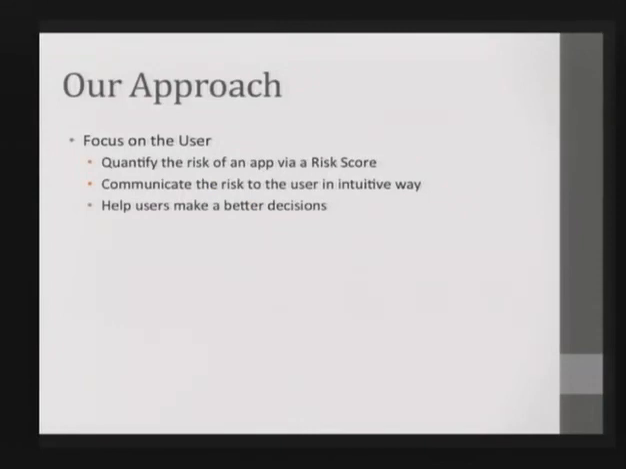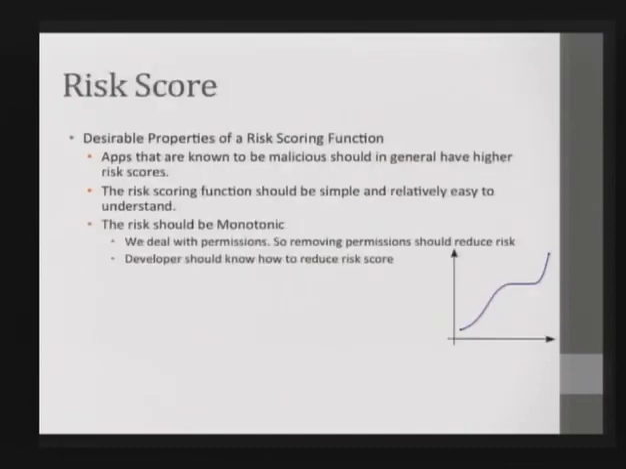So that we can communicate that risk to the users in a more intuitive way and help them make better decisions about the apps that they're installing. So we set up these properties of a risk score that we think are desirable, not necessary, but desirable. Apps that are known to be malicious should in general have a higher risk score than apps that are not known to be malicious. The risk scoring function should be simple and easy to understand, something that can be explained to people, or people can at least be educated about a little bit.